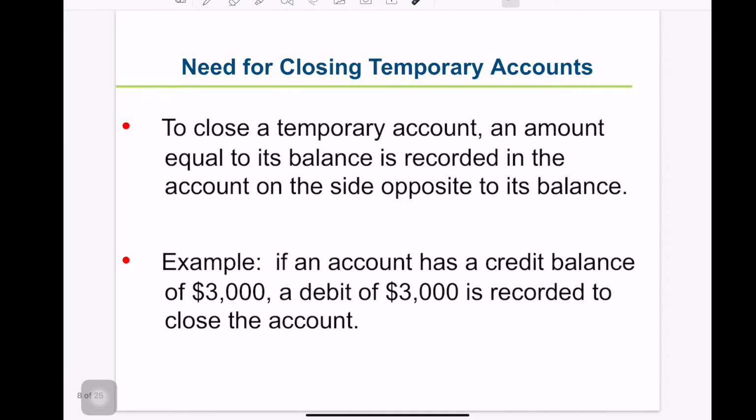To close temporary accounts, an amount equal to its balance is recorded in the account on the opposite side of the balance. So to close it out to create a zero balance, we're going to record an amount equal to its balance on the opposite side. For example, if an account has a credit balance of $3,000, a debit of $3,000 is recorded to close the account out.